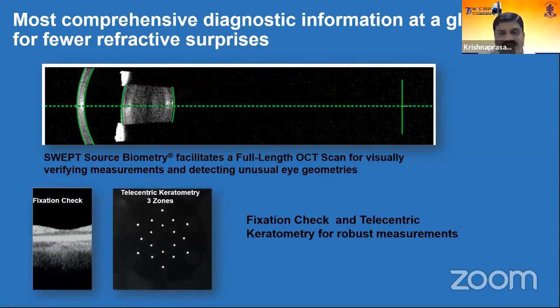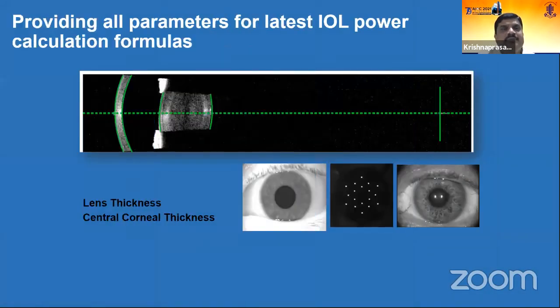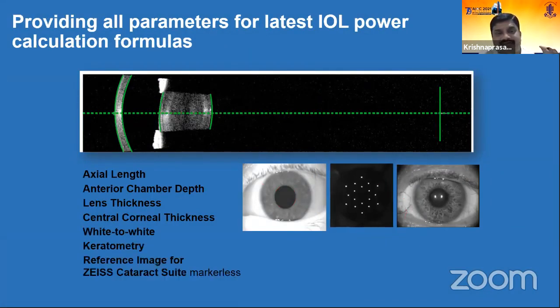I will not be talking much about how it takes the keratometer reading, and of course it gives the very important 7 parameters. It gives axial length, anterior chamber depth, lens thickness, central corneal thickness, and the very important white to white. I don't use this white to white when I'm doing phakic lenses, but it gives a fairly good white to white measurement, and keratometry. And of course, as I think KK Mehta sir will agree, especially if you want a good markerless system in your OT, I think these results can be incorporated into the Callisto system.